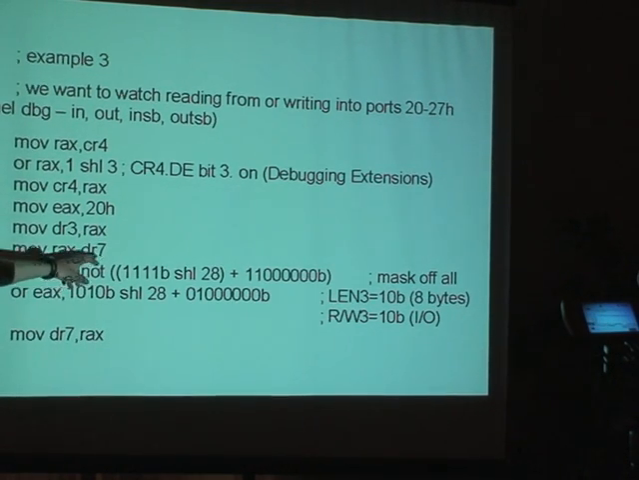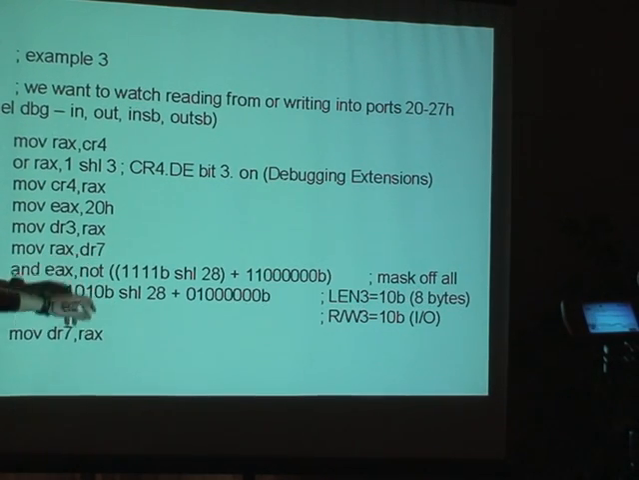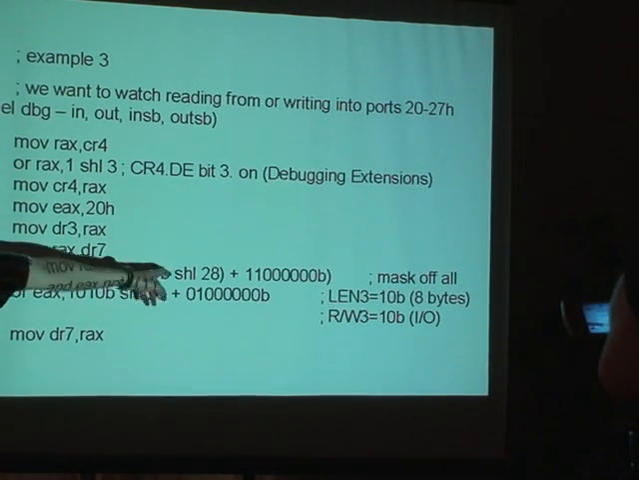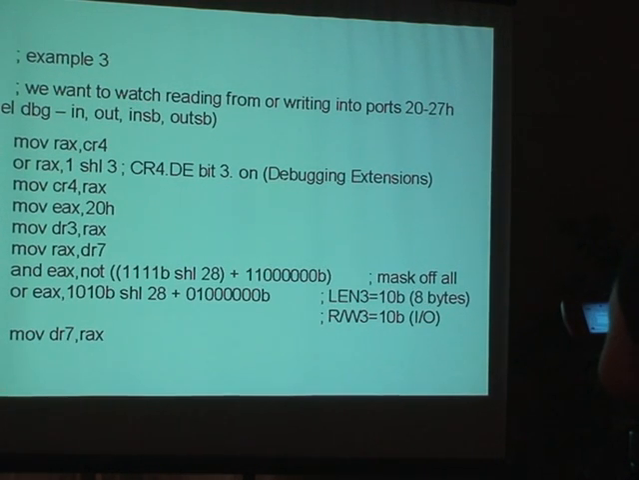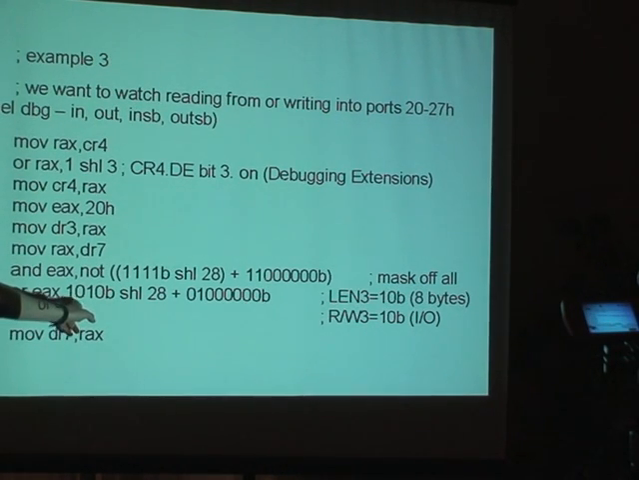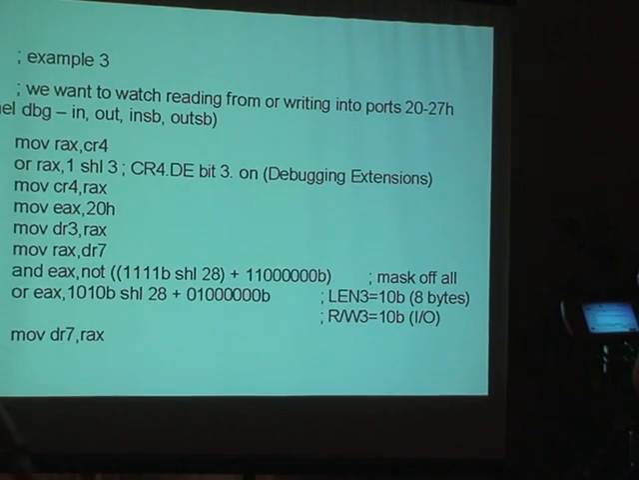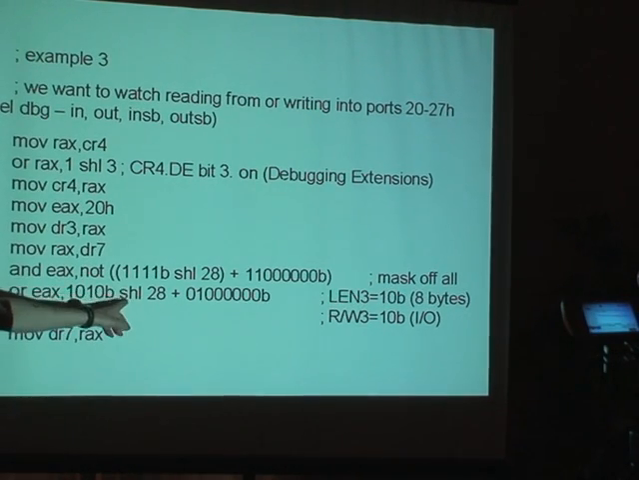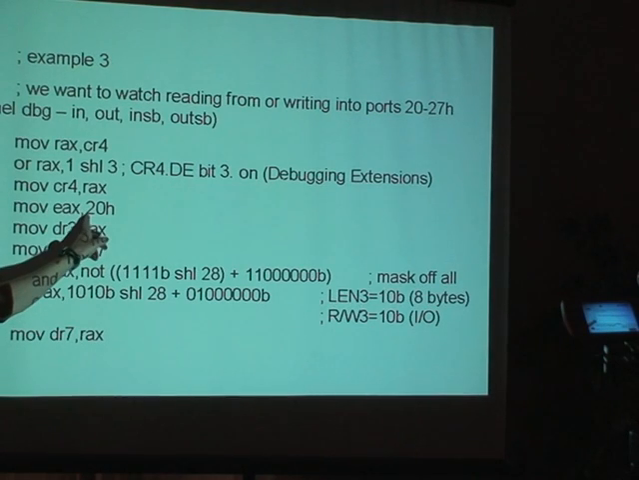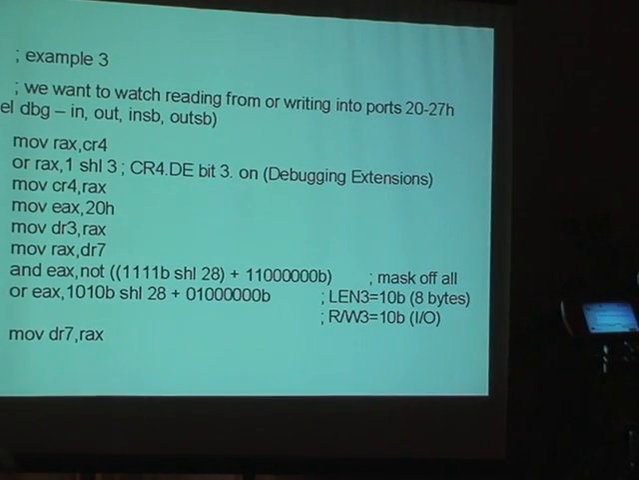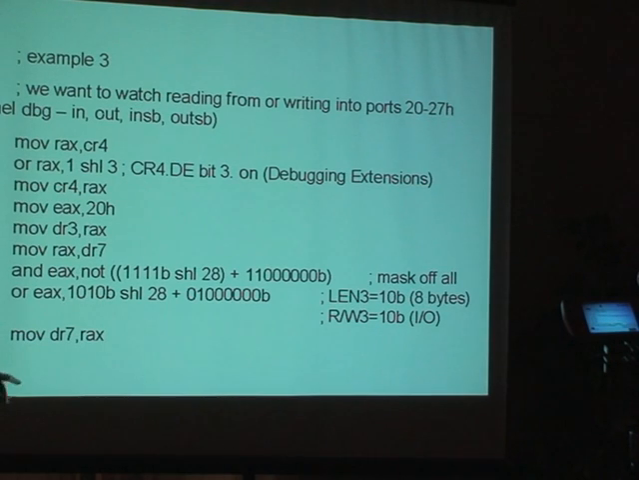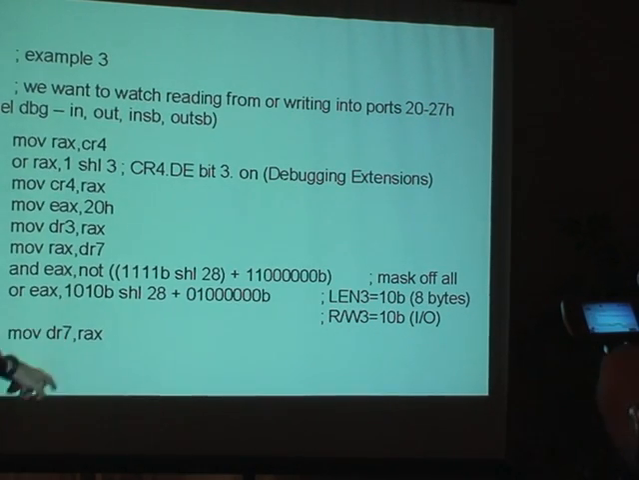Then we set these bits in debug register 7. At first we mask all bits off, and then we turn some bits on. This means that the length is 8 bytes, and this means that the type is triggering interrupt 1 when accessing ports from 20 to 27. It is 8 ports. And at the end we write this value into debug register 7.